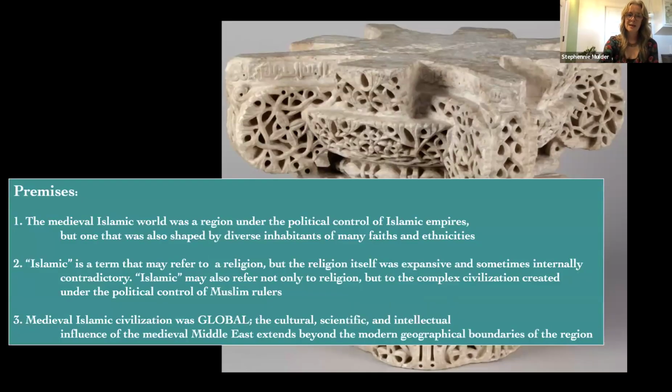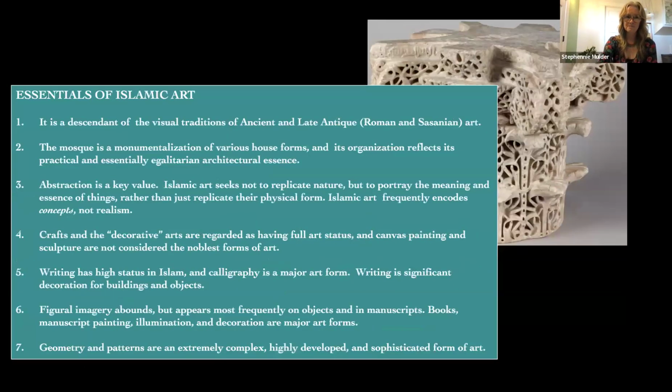First, Islamic world is, oops, I forgot that I had this slide. Yes, okay, so this kind of summarizes my three premises. The idea that the Islamic world was under the political control of Islamic empires, but shaped by diverse inhabitants of many faiths and ethnicities. Also, the idea that Islamic may refer to a religion or to the political complexity of the civilizations controlled by Muslim rulers. And the third, the idea that Islamic civilization was global and that global character truly shapes what Islamic art looks like, and that influence extended really beyond the modern geographical boundaries of the religion. So let's look at what I call, quote unquote, the essentials of Islamic art.